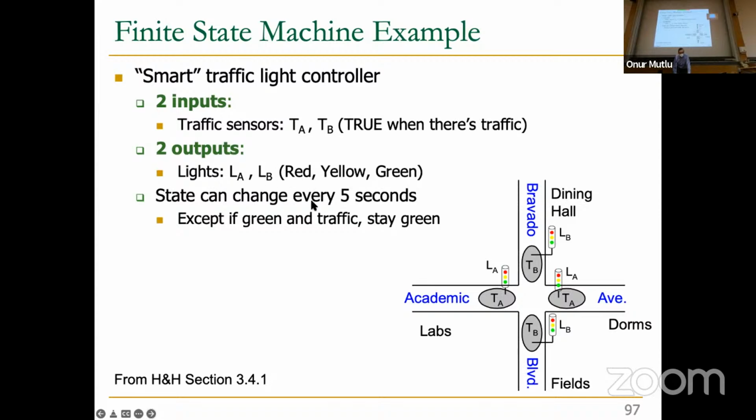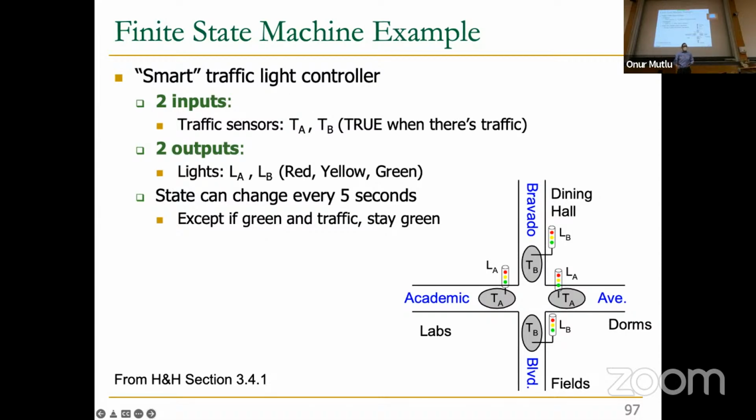kinds of lights. State can change every second, basically. Normally, state changes every second. Basically, the clock cycle is 5 seconds, every 5 seconds, I should say. Except if the state is green and the traffic sensor says there's still traffic coming on this avenue.